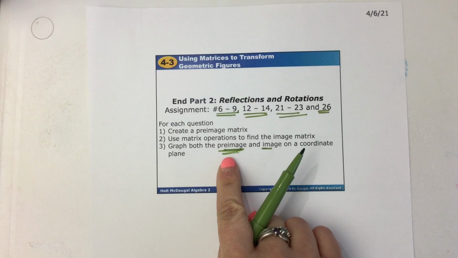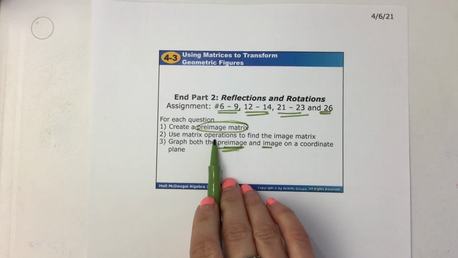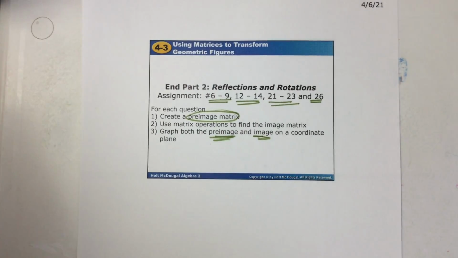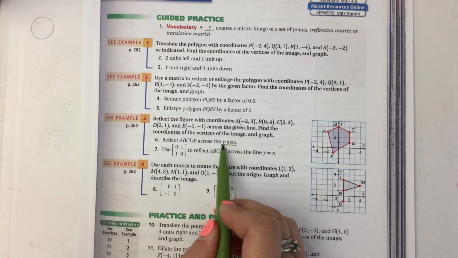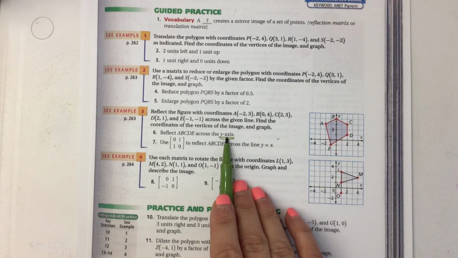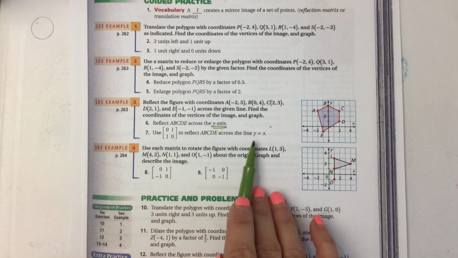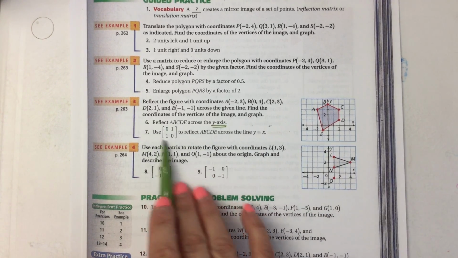So what you start with, you graph. You create a matrix out of those ordered pairs. Use your matrix operations to find the new ordered pairs. Graph it on the same grid. So exactly what I just did. So as you're looking, we're starting with 6 through 9. So 6 to reflect across the y-axis, you'll have to refer back to the notes to find that transformation matrix. Number 7, they're having you reflect across the line y equals x, so they provide that for you.